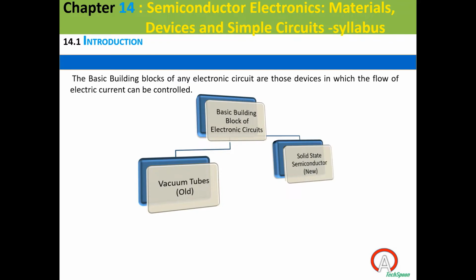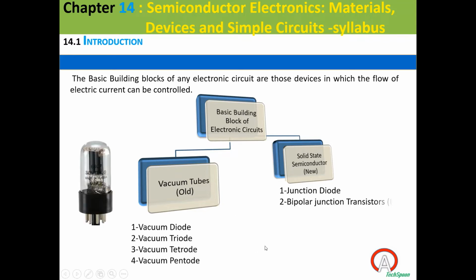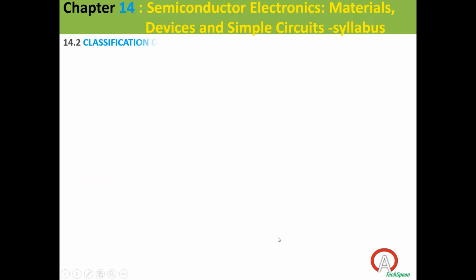So we started with what are the basic building blocks of electronic circuits. In the olden days it was vacuum tubes. Now it is solid state devices, that is semiconductors, the new building blocks. Using these we are making electronic circuits or devices. Examples are the vacuum diode, the junction diode, and the bipolar junction transistor (BJT), semiconductor devices that we discussed.